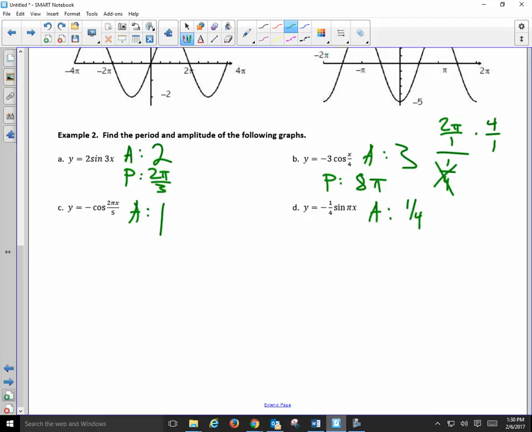For letter C, 2 pi over 1 divided by 2 pi over 5. Again, you take everything except for the x, and you get 5. And for letter D, 2 pi divided by what? 2 pi divided by pi will give you 2.